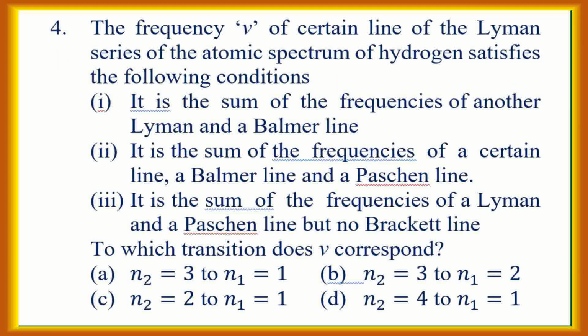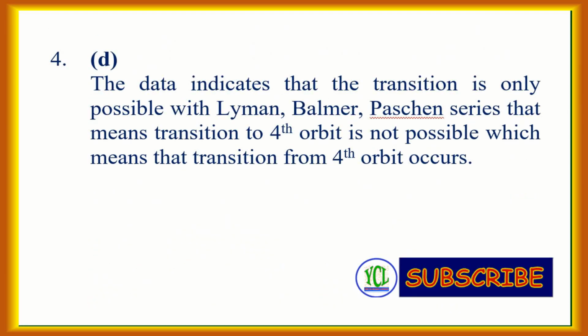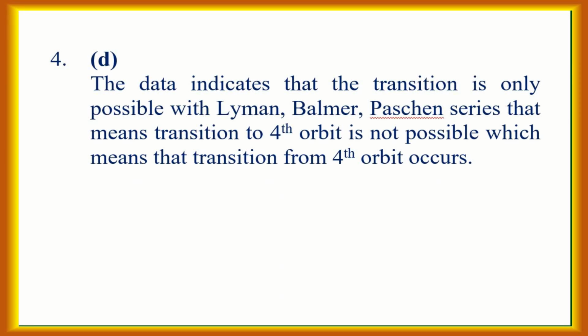D equals n2 equals 4 to n1 equals 1, and so the data indicates the value of transition is only possible with the Lyman, Balmer and Paschen series. That means transition to the fourth orbit is not possible, which means the transition from the fourth orbit occurs.